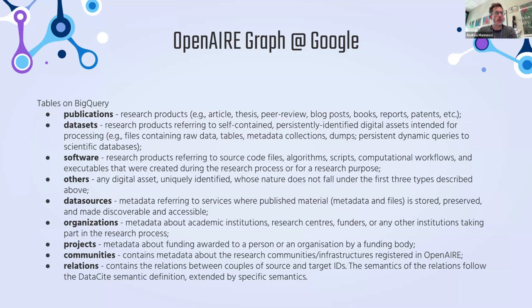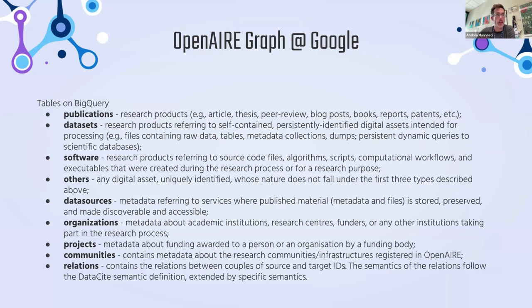These are the tables that are available. There's publications: articles, theses, peer-reviewed material, blog posts, books, reports, and patents. Dataset, which is basically anything with a persistent identifier that's a digital asset meant to contain data for processing: tables, metadata collections, dumps, whatever. And software, which refers to source code, files, algorithms, scripts, workflows, and so on.